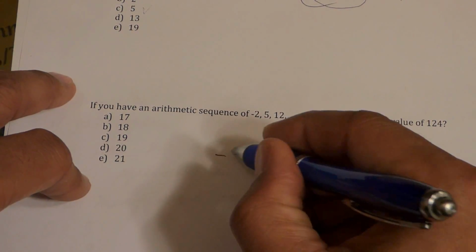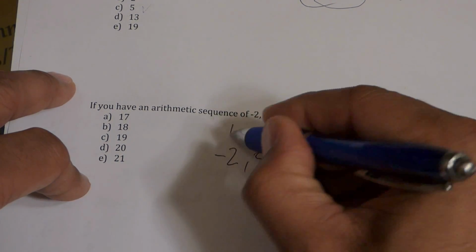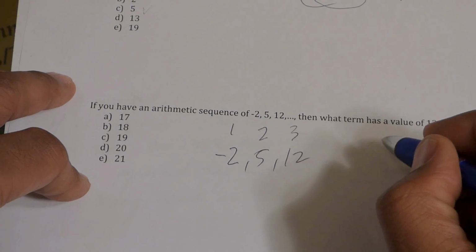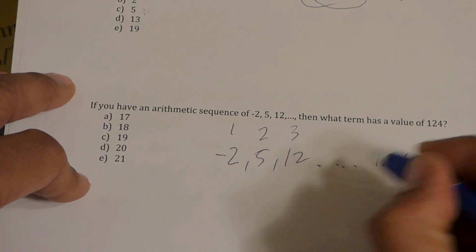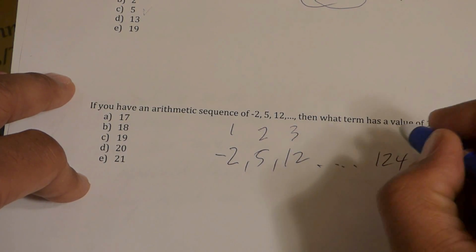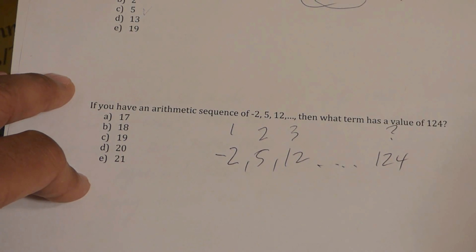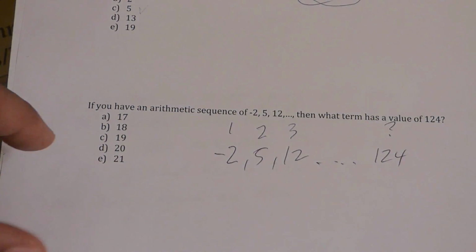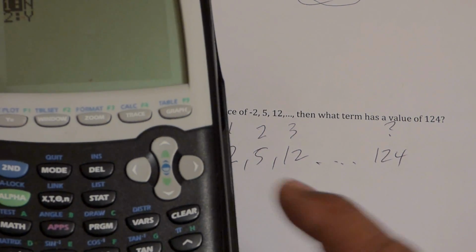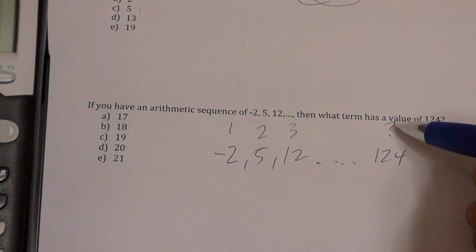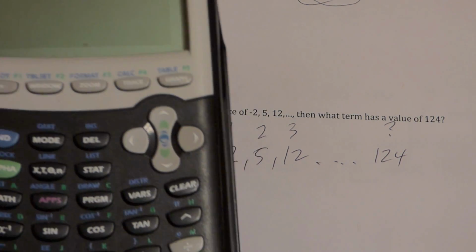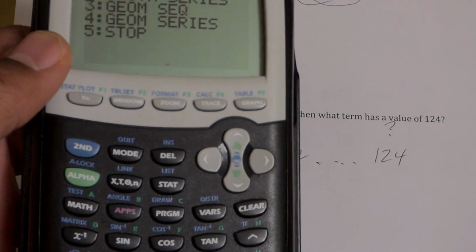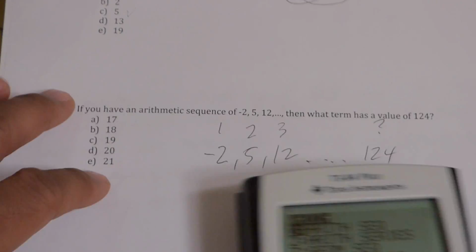So it's saying if you were to write these terms, this is the first term, this is the second term, this is the third term, then it says there's a value out here, 124. What is that term? And we have our numbers here, 17, 18, 19, 20, 21. Basically we can use this and say we're trying to find this term. So let's say yes, it has a variable. We'll put that. And it tells us that it's an arithmetic sequence, so we would choose option 1.